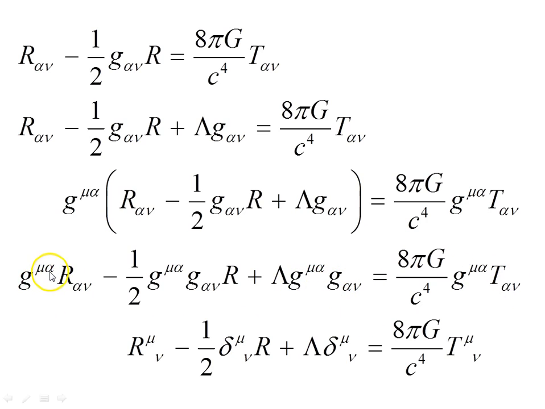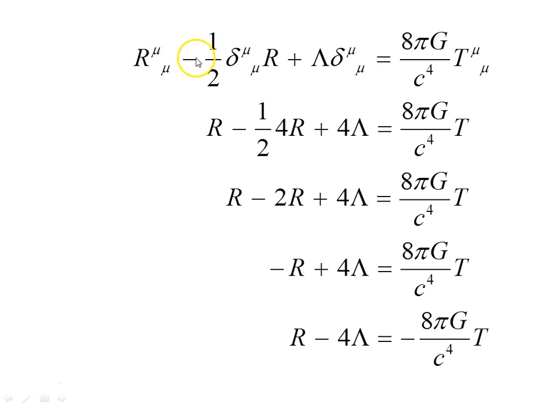Now, if we have a look here, the alpha and the alpha go, and we're left with R, one index up and one index down, so the mixed tensor of rank 2, one up, one down, minus a half times, now here the Kronecker delta will apply, and we'll have delta mu nu times R plus, here's our cosmological constant, and the Kronecker delta again. And over here we contracted over alpha. We've raised one index, so we have T with one up, one down, so a mixed tensor.